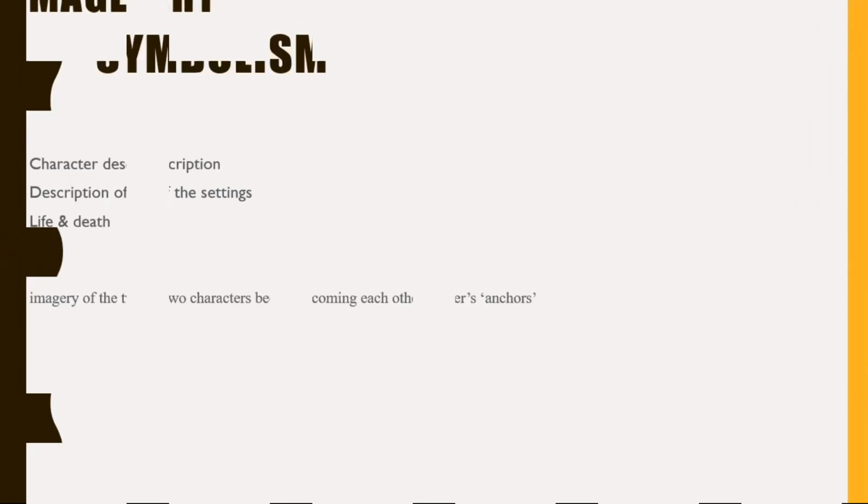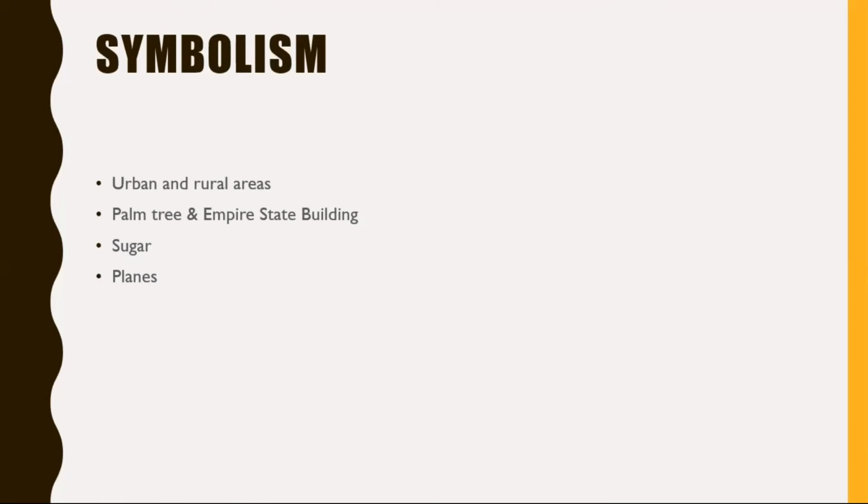Let us look at symbolism. We are going to discuss 4 symbols within the story. There are others that you could look at, but these are the 4 that we will explore today. First one, the rural and the urban world.